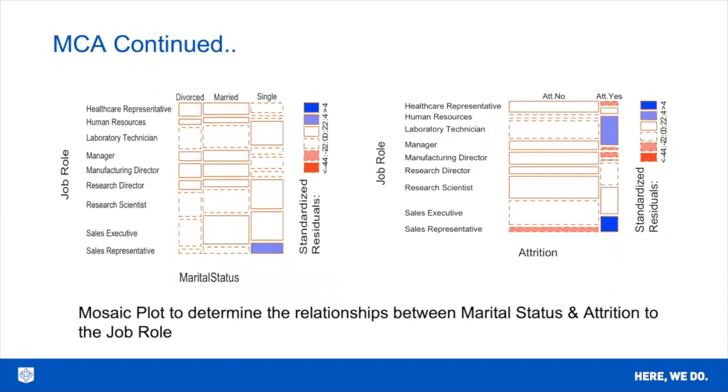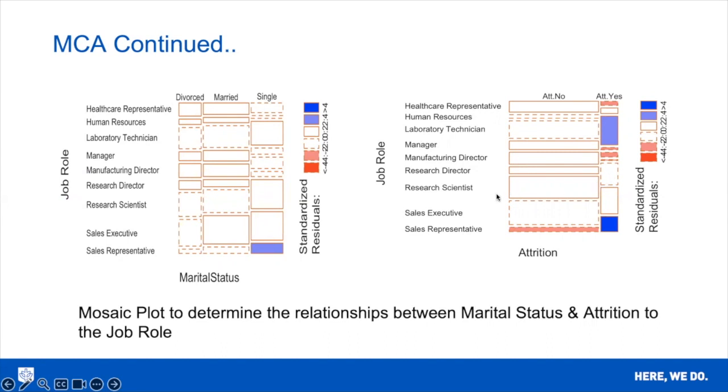And everyone's familiar with this mosaic plot. On the left-hand side, we have this mosaic plot, and sales representative and being single has the highest correspondence. And on the right-hand side, you can see there's high correspondence between sales representative and attrition. Also, there's correspondence between laboratory technician and attrition as well.